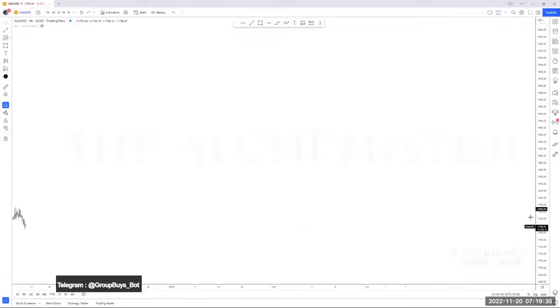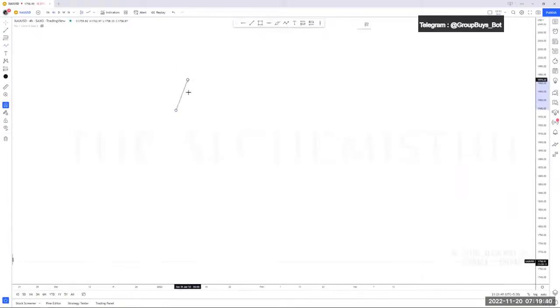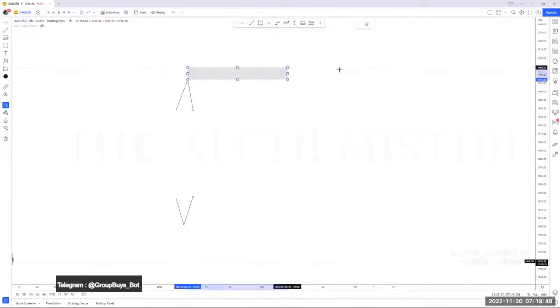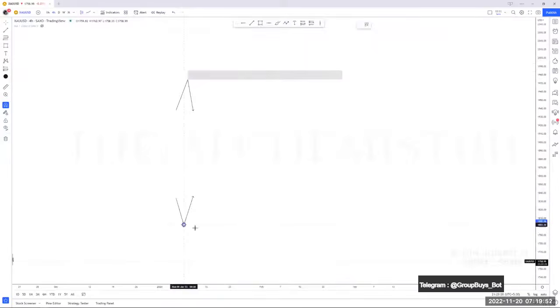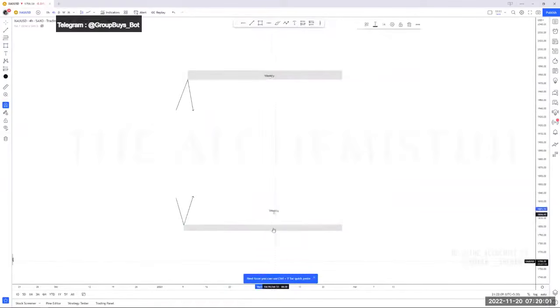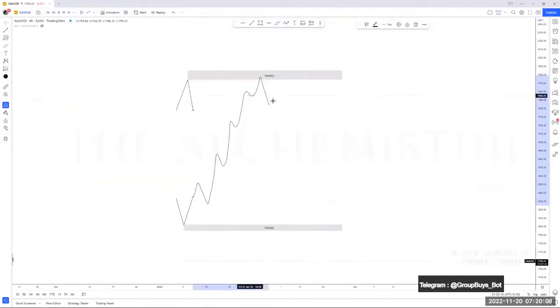Now, let me just draw it out properly and then explain. Let's say we had something like this: a resistance and a support on the daily. Let's say this was actually the weekly. Now let's say the market is coming back into a weekly zone and did this.